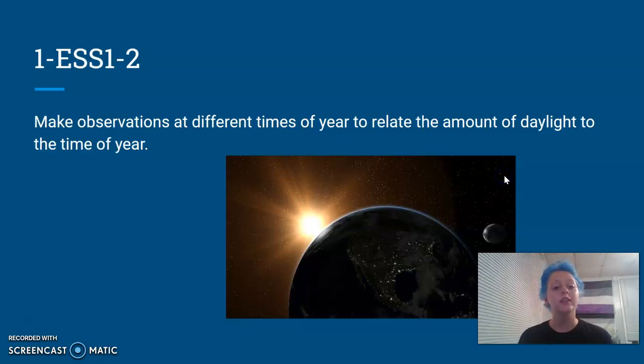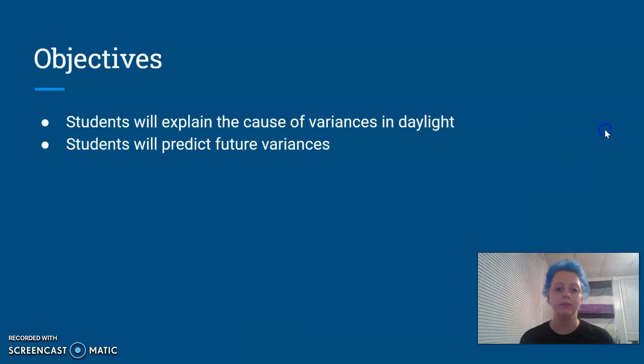1-ESS1-2. This standard is to make observations at different times of year to relate the amount of daylight to the time of year. The objectives for this lesson are that students will explain the cause of variances in daylight, and students will predict future variances. What I mean by variances is just the fact that daylight lasts longer in summertime, it's shorter in wintertime, and it's a gradual change from both of those days.